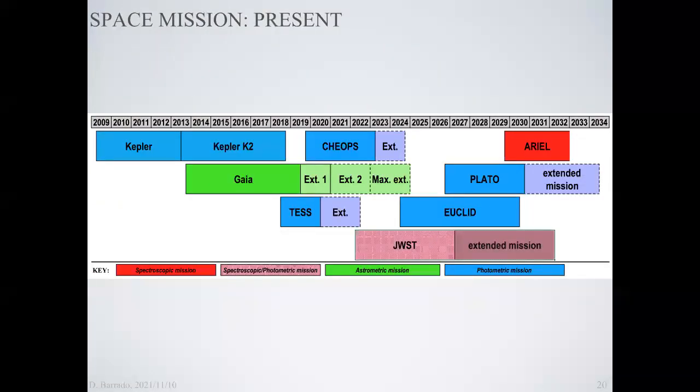And this is a compilation of the different spacecrafts we are using or we are going to use in the future. You see that we are using spectroscopy, astrometry and photometry to detect and to study planets. We have this flotilla of spacecrafts, and in the future we are going to have even more.